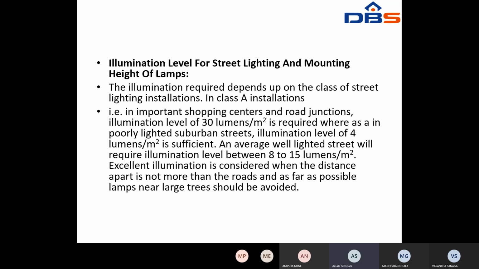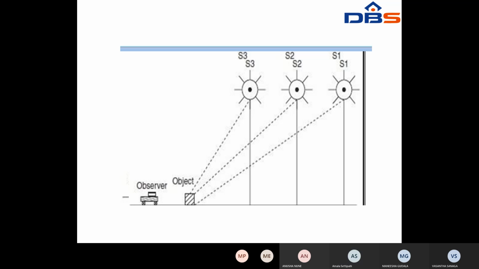Excellent illumination is considered when the distance apart is not more than the road width. So at that time you have to see that excellent illumination is achieved, and as far as possible lamps near large trees should be avoided. Whenever you have to find an object, because of the light you have to see the lights directly.